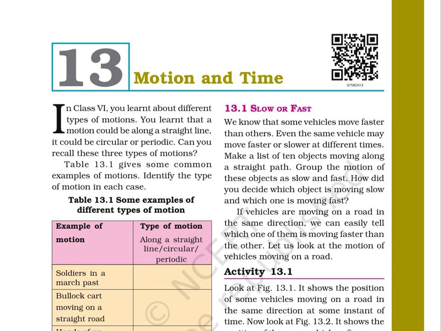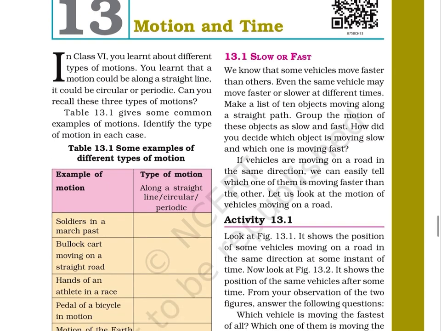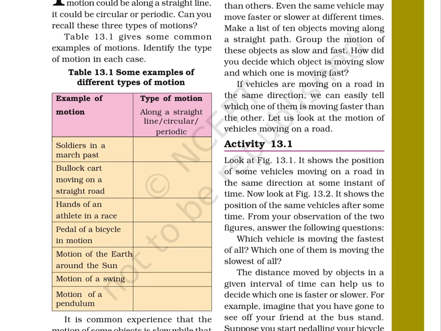Page 143. In class 6th, you learned about different types of motions. You learned that a motion could be along a straight line, it could be circular or periodic. Can you recall these three types of motions? Table 13.1 gives some common examples of motions. Identify the type of motion in each case.